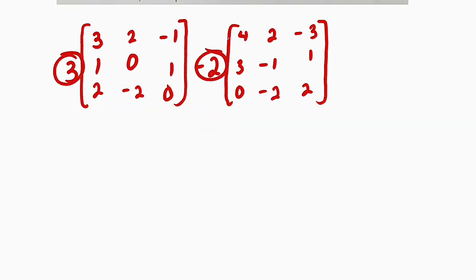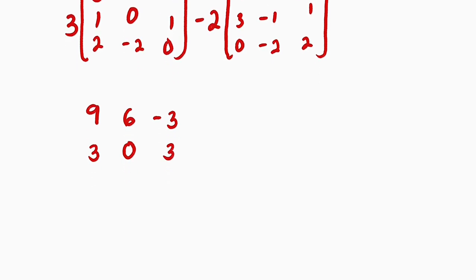These scalars will multiply every single entry of this matrix. So let me start with this one. 3 times 3 will give us 9. 3 times 2 is 6. 3 times negative 1 is negative 3. Then second row, 3 times 1 is 3. 3 times 0 is 0. 3 times 1 is 3. Then the third row, 3 times 2 is 6. 3 times negative 2 is negative 6. 3 times 0 is 0.